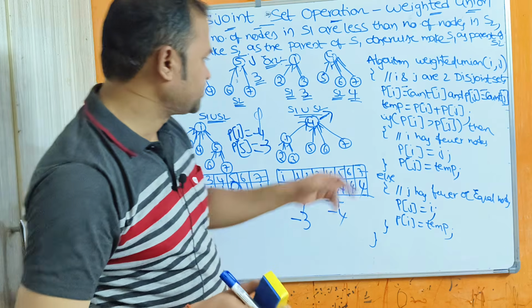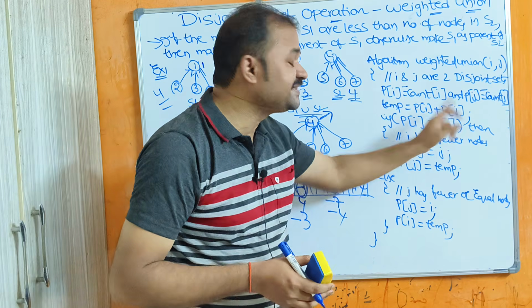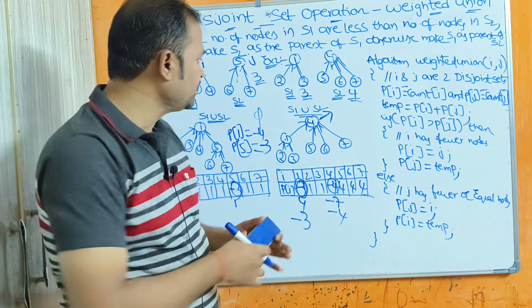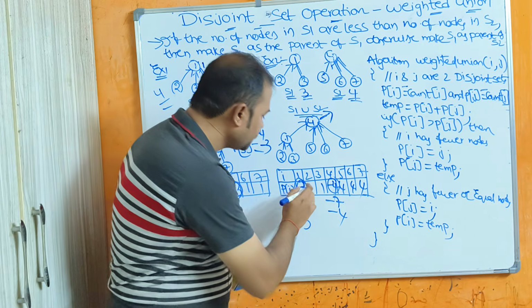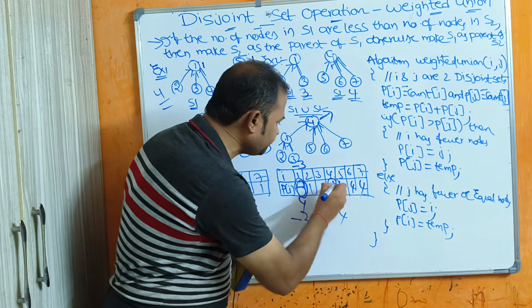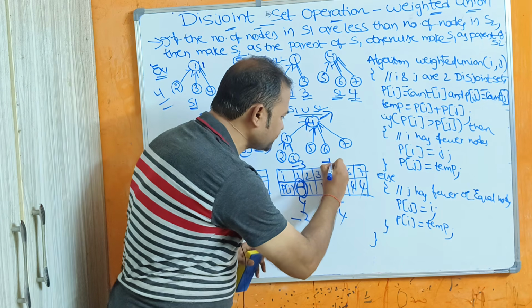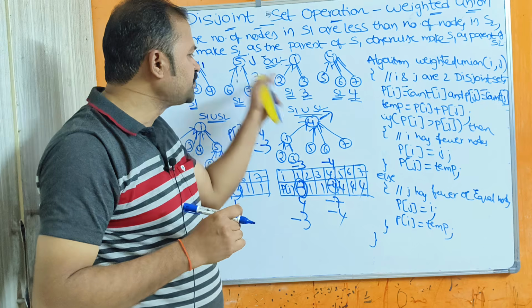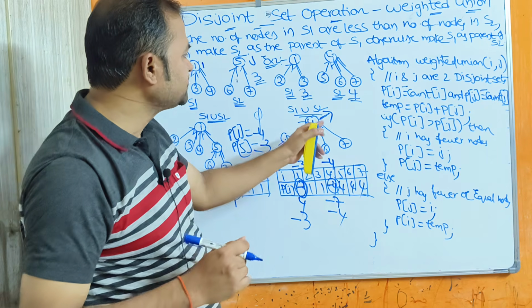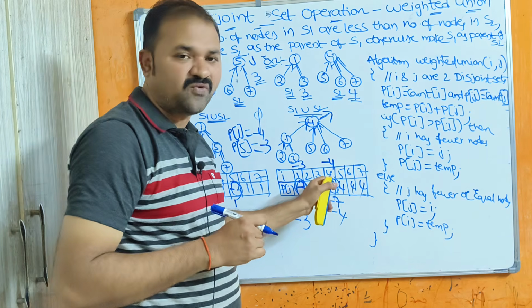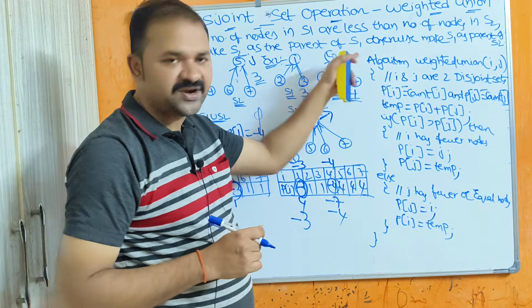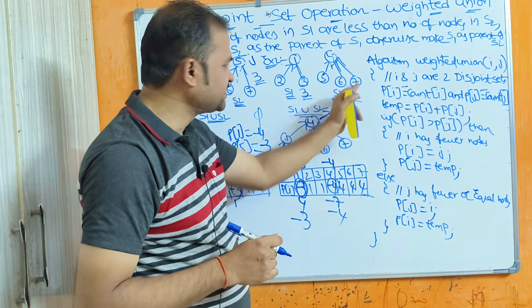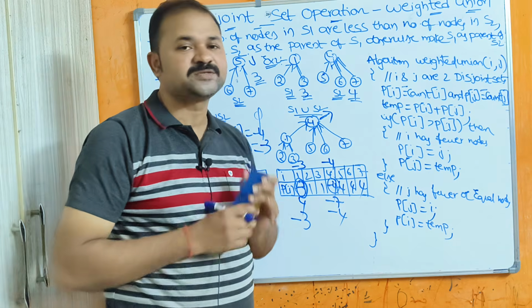Okay. Next, if P of I is greater than P of j, let us take this example. Here what is P of I? Here 1 means minus 3, and P of 4 means minus 4. Why? Because P of 1 contains the number of nodes present in this disjoint set, that is minus 3. So P of j means P of 4. Here I and j are 1 and 4. P of 4 means 1, 2, 3, 1 plus 3, 4 nodes. So P of 4 means minus 4.